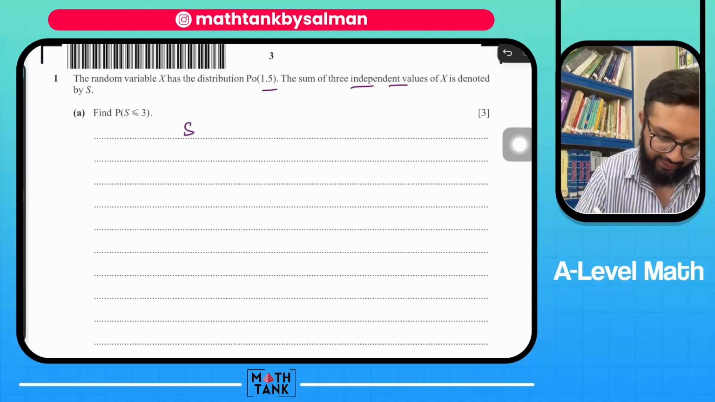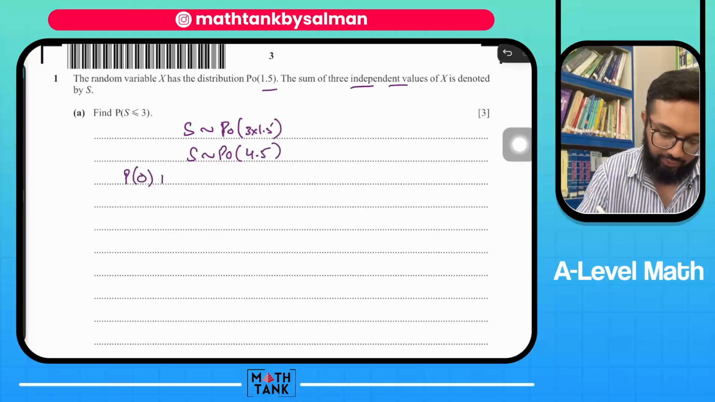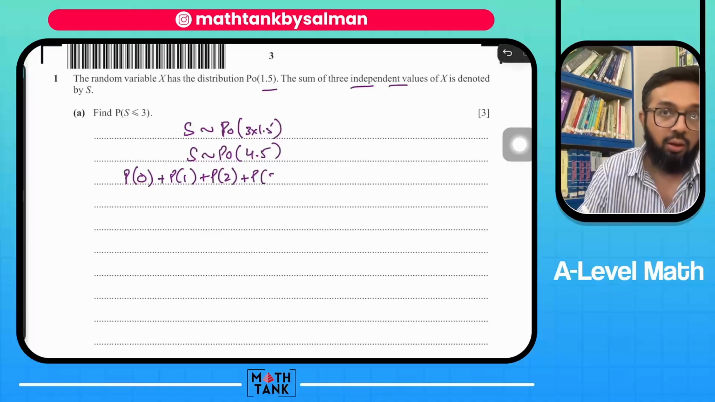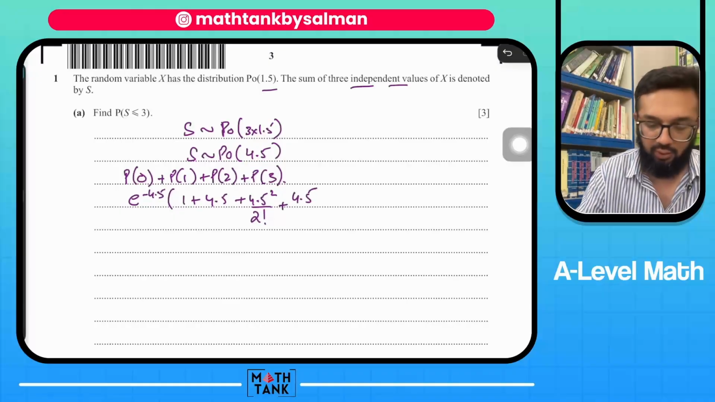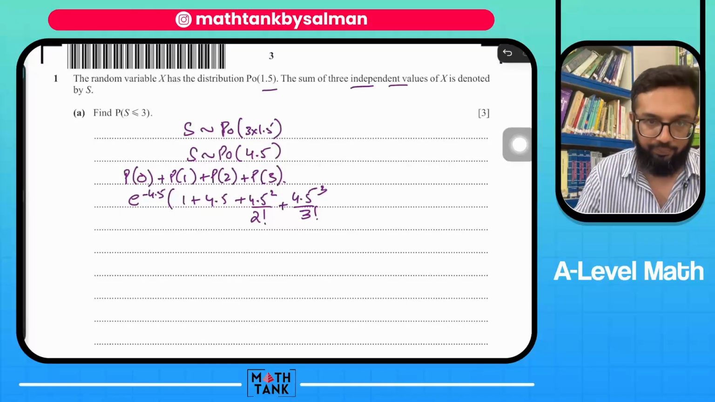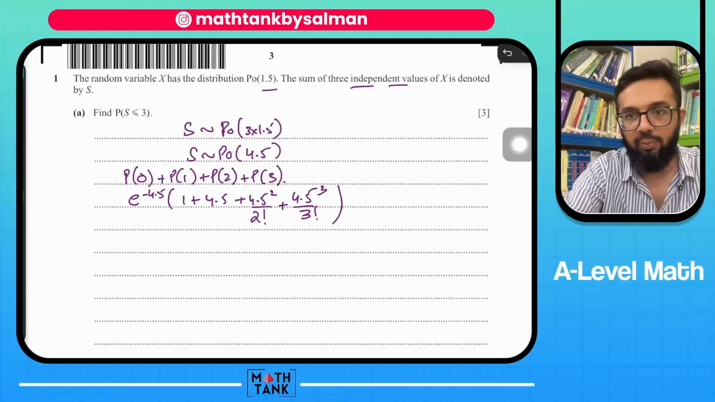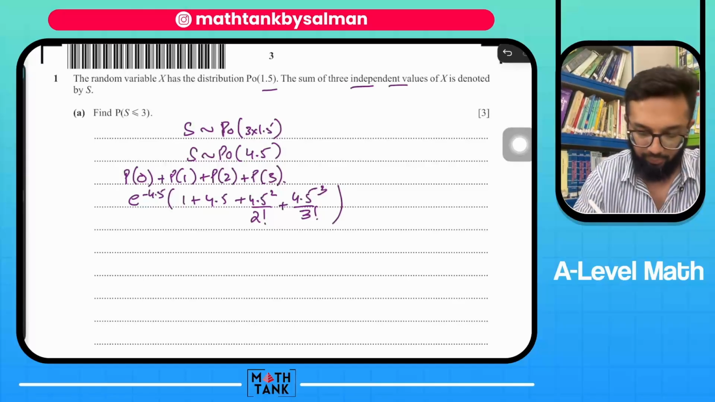So S will be Poisson with lambda 3 into 1.5. So I get Poisson 4.5. So probability of 0, 1, 2, and 3: e power minus 4.5, then 1 plus 4.5 plus 4.5 squared over 2 factorial plus 4.5 cube over 3 factorial. You add all of them up, you get an answer of 0.342.